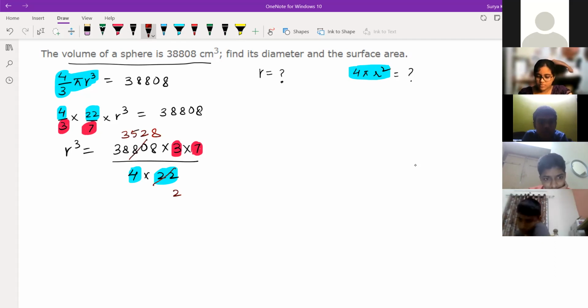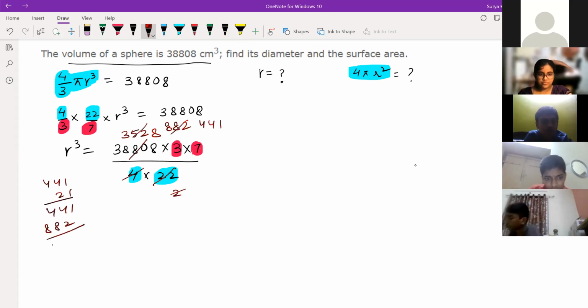Okay. Now this will go by 4. 8, 8s are 32, 3, 8s are 32, 4, 2s are 8. Now 2, 4, 4, 1. So 4, 4, 1 into 21 you do. 4, 4, 1 into 21. 4, 4, 1, 8, 8, 2. So 9, 2, 6, 1. Right? So 9, 2, 6, 1.